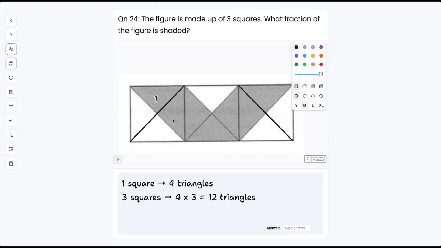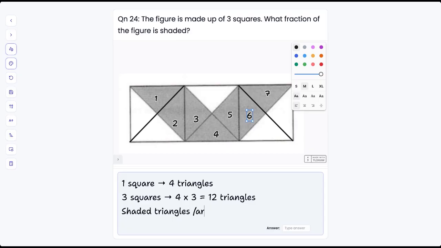So this is 1, you have 2, 3, 4, and then we have 5, and then we have 6. 7 is here. Okay, there you go. So 1, 2, 3, 4, 5, 6, 7. So shaded triangles is equal to 7, and the fraction shaded is equal to 7 out of 12. Okay, there you go. So that's the answer, 7 out of 12.